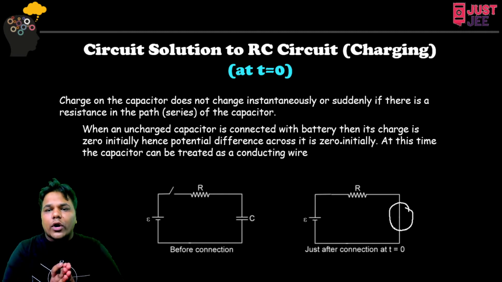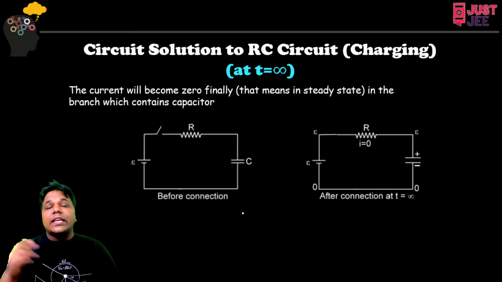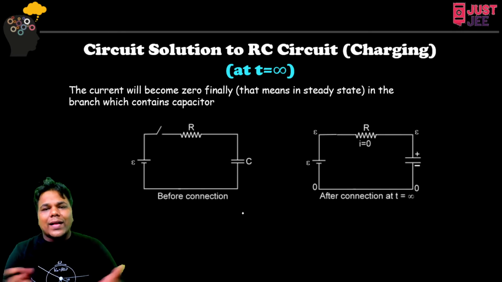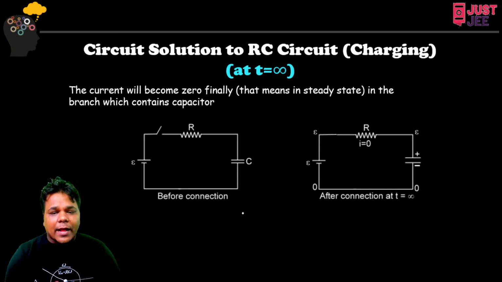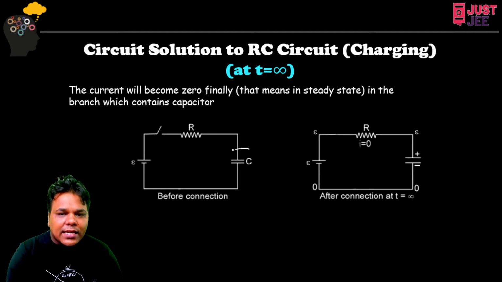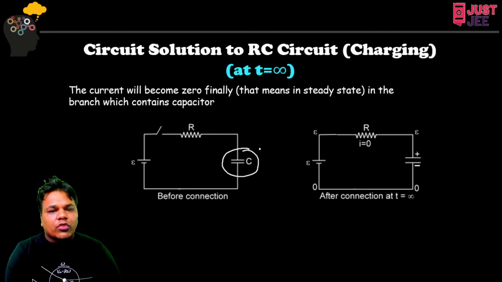So whenever you get a question in which they ask you to calculate at t equal to 0 or just after closing the switch, all we have to do is replace this capacitor by a conducting wire. That is our first condition. Our next condition is t equal to infinity, or you can say after a long time. Either of these two terms can be used. Now the capacitor is fully charged.